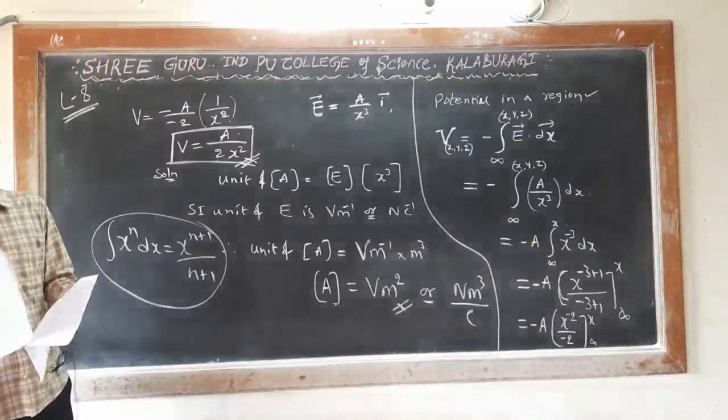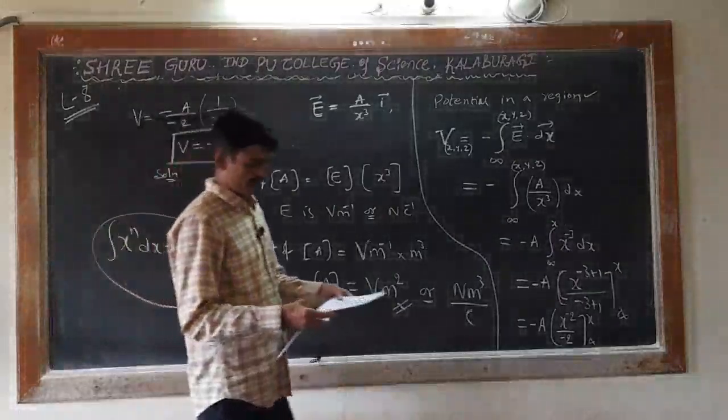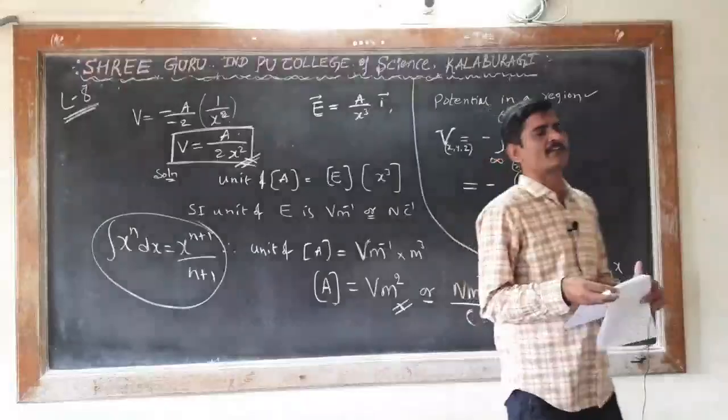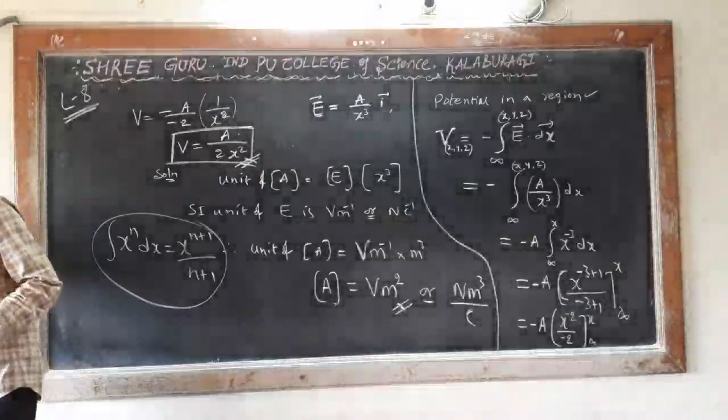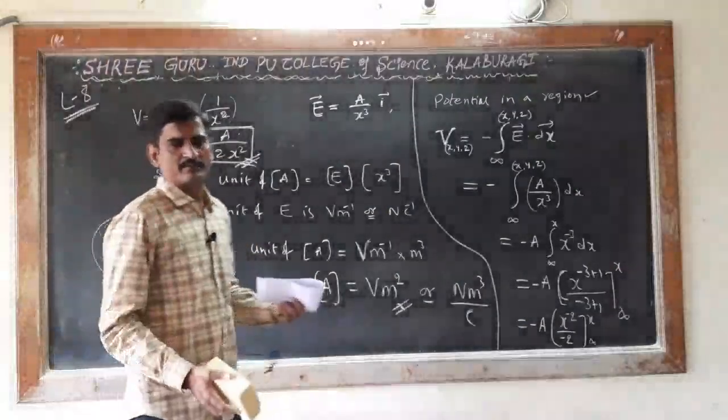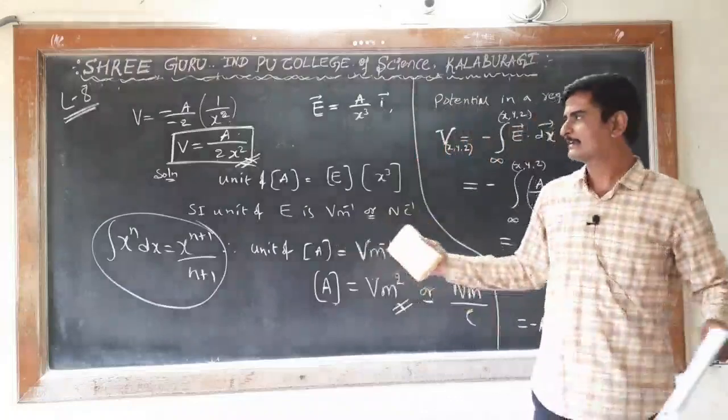These are our questions on lecture number 5. That is the relation between electric field intensity and electric potential, and equipotential surface. All those things we have studied. I think it was in lecture number 5 only. So related to that, I am solving.